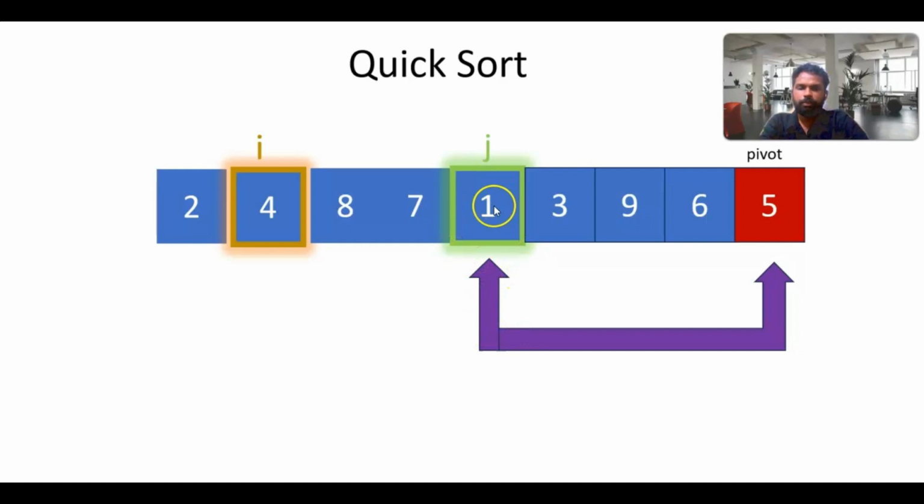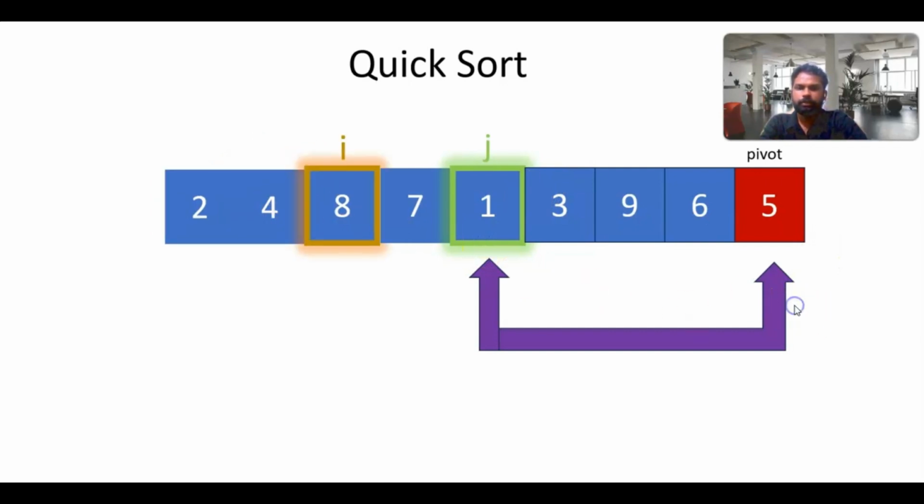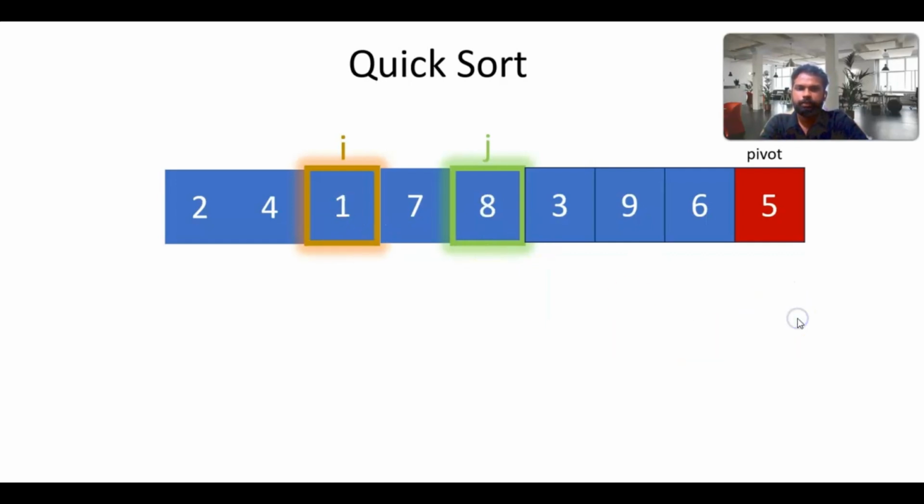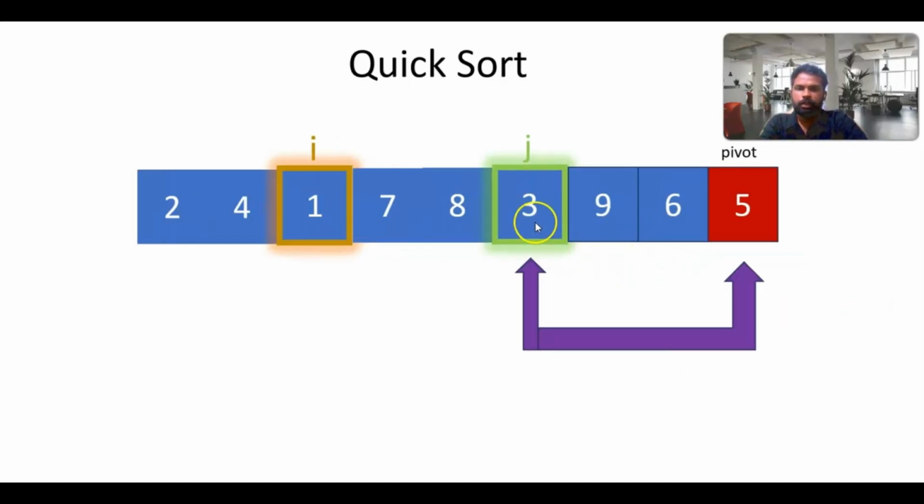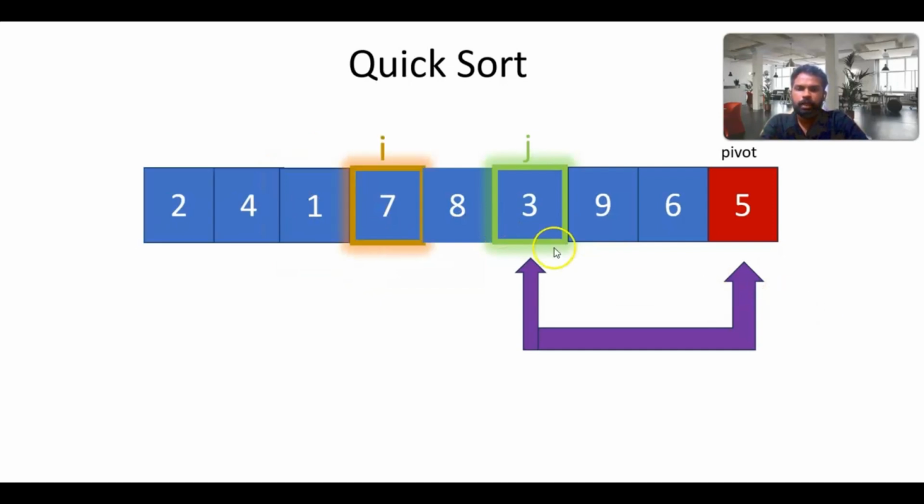And then we compare 1 with the value of 5. So 1 is less than 5. We increment i by 1. And then we swap the values of i and j. And then again we increment j by 1. Now we compare 3 with 5. 3 is also less than 5. So we increment i by 1. And then we swap the values of i and j.